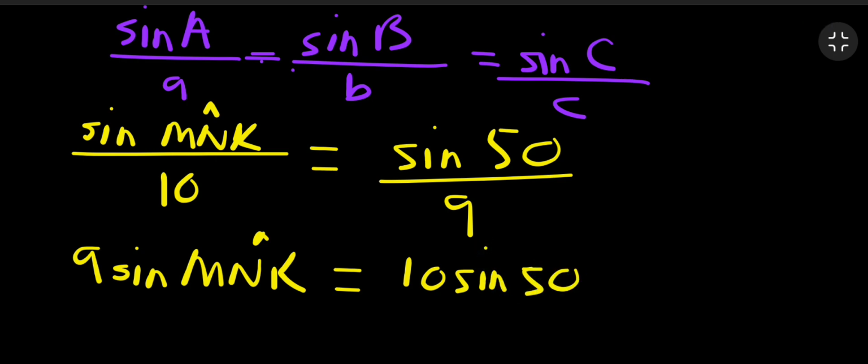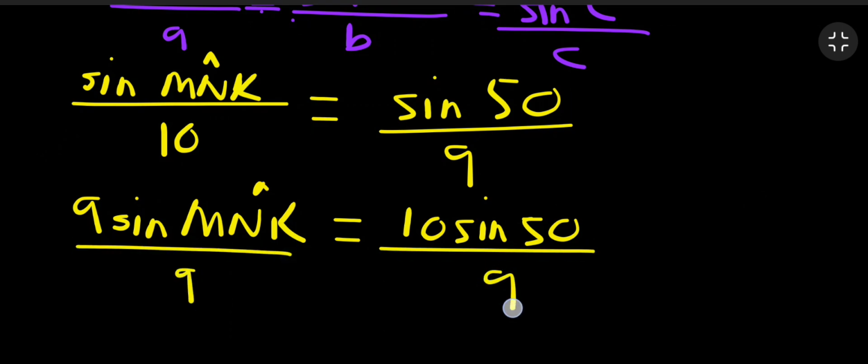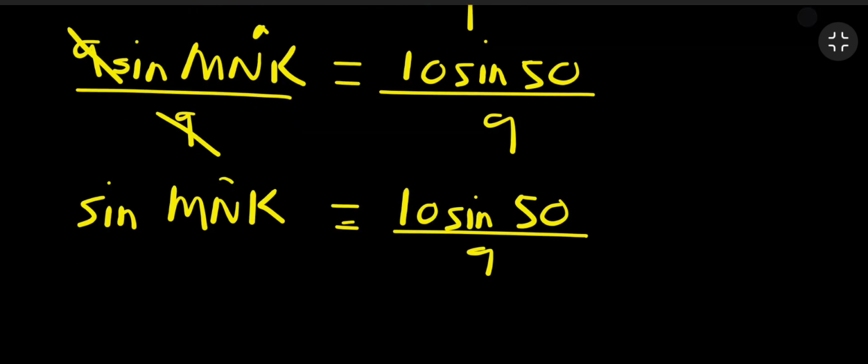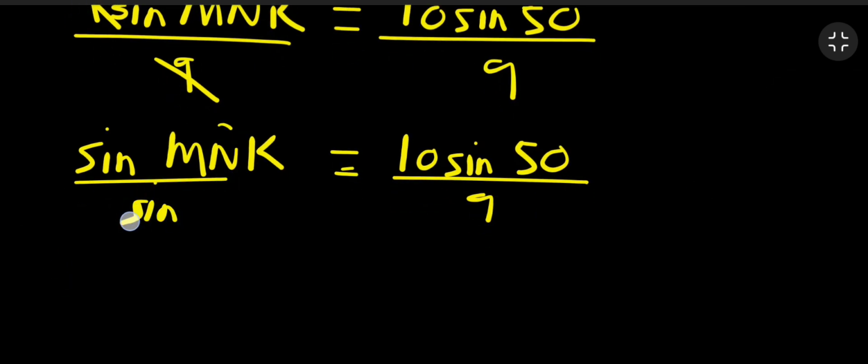Because we want to make M and K the subject of the formula, we're going to divide everything by 9, this side by 9 and this side by 9. So this 9 and this 9 are going to cancel, so sine M and K is equal to 10 sine 50 over 9. And remember, we want to make M and K the subject of the formula, so we're going to divide everything by sine, and the moment we divide by sine, it becomes arc sine.